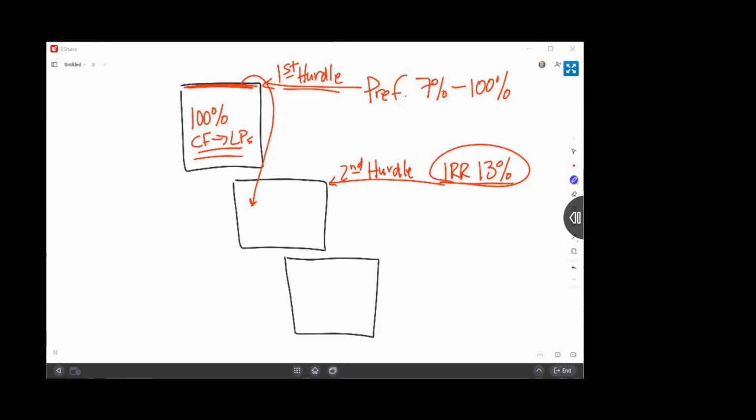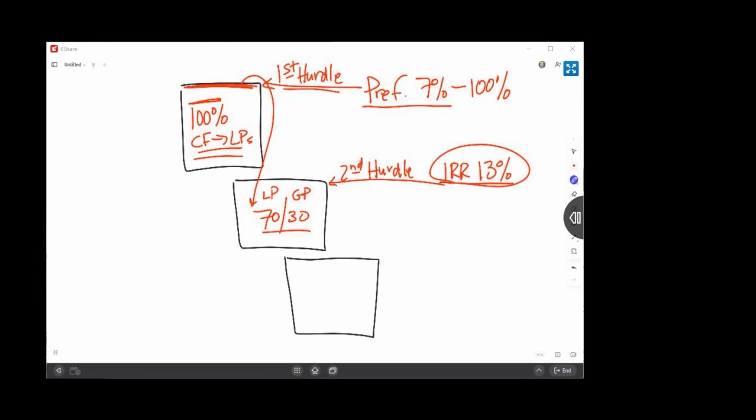After 100% of the cash flows up here go to the investors, the LPs, to hit that 7% pref, what's going to happen next is you're going to have this equity split where the LPs get 70% and the GPs get 30%. The LPs are the limited partners, the passive investors, the people that bring in money to be able to close a deal. The 30% is to the GPs, the general partnership. That's you. And so this is going to be that 70-30 split.